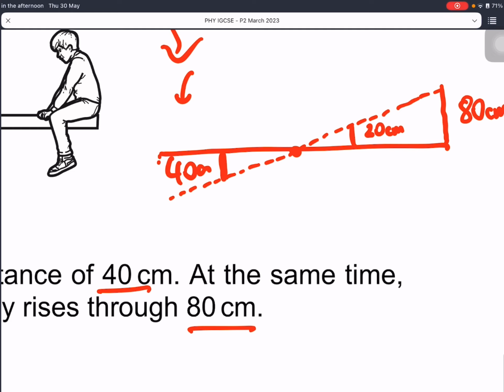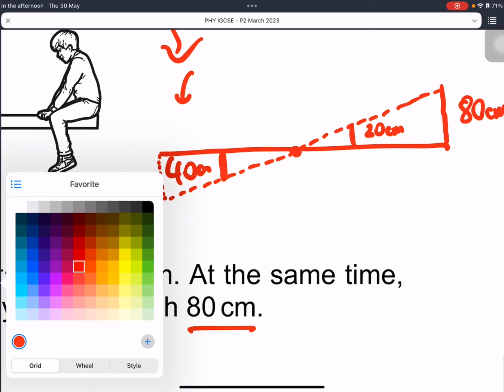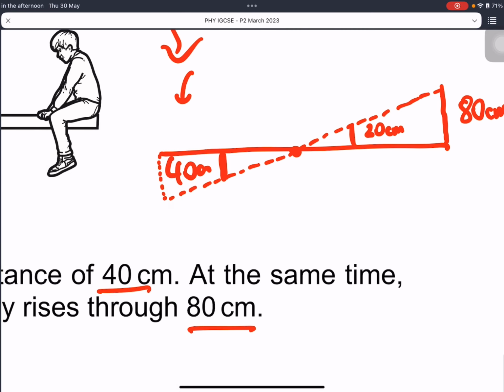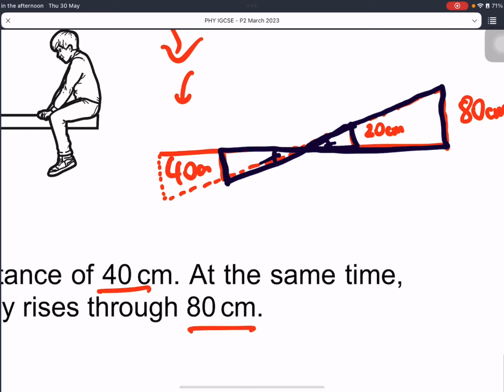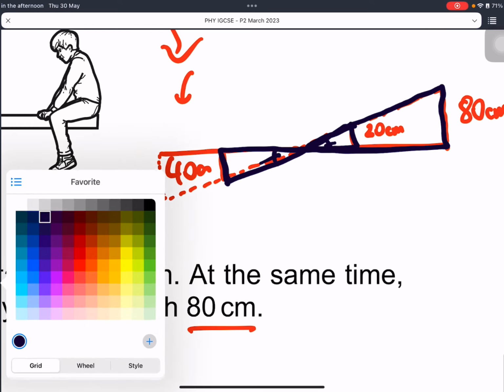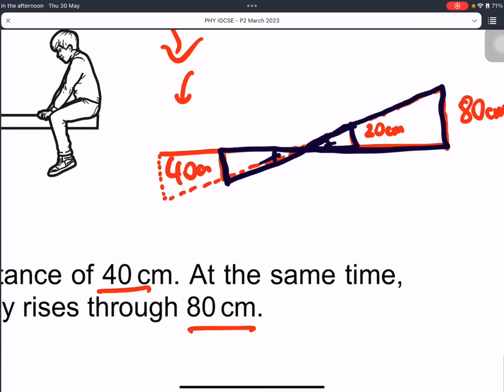What is this? This is actually a triangle. These are similar triangles. It's going to be one triangle, another triangle, and the third one is going to be the big one. This angle and this angle are the same, so we can use similar triangle rules here to find the distances.